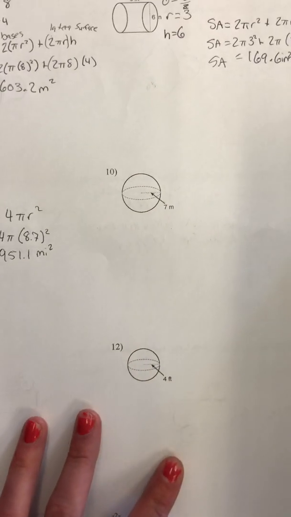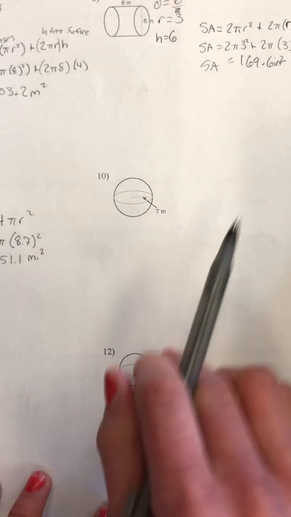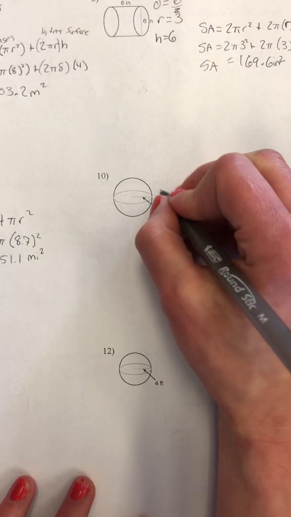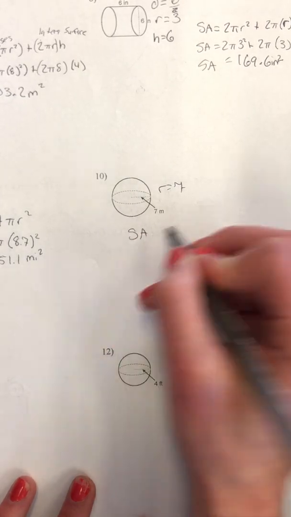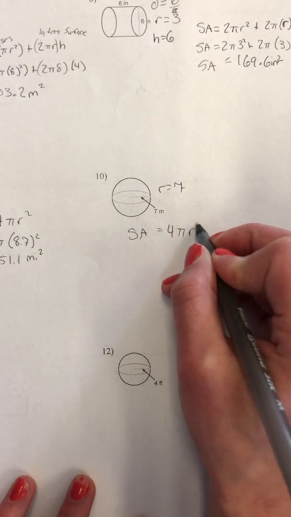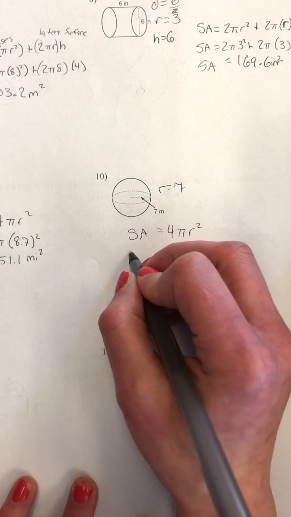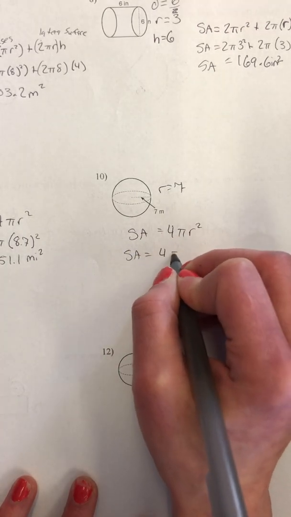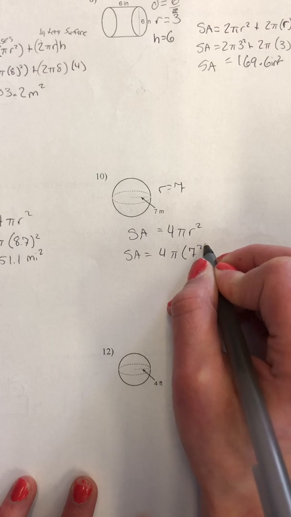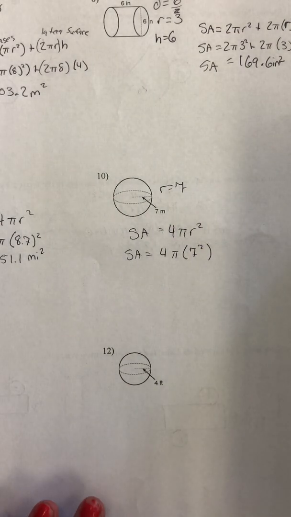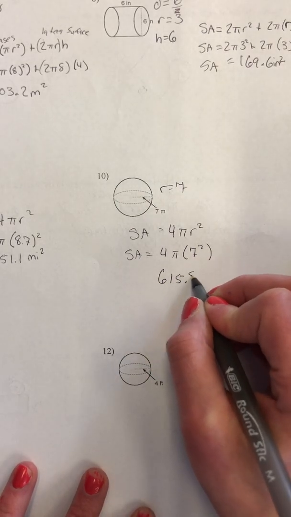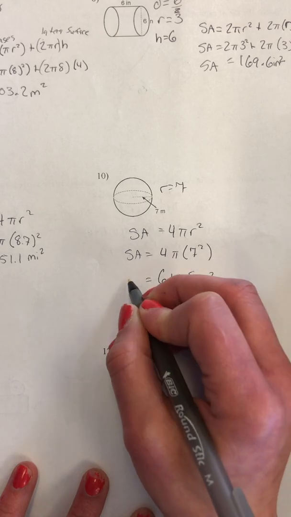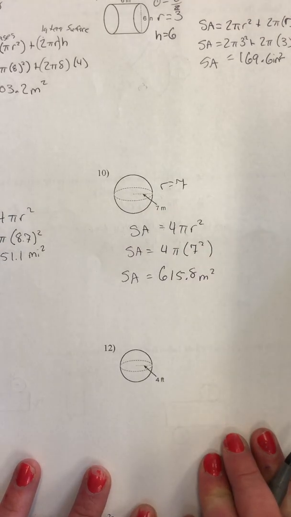And we're going to do one more. Well, let's do 2 more. Let's do these 2. Our radius is 7. We're going to use the surface area formula, 4 pi r squared. So we're going to do 4 times pi times 7 squared. If I multiply that in my calculator, that gives me 615.8 meters squared. That is my surface area.